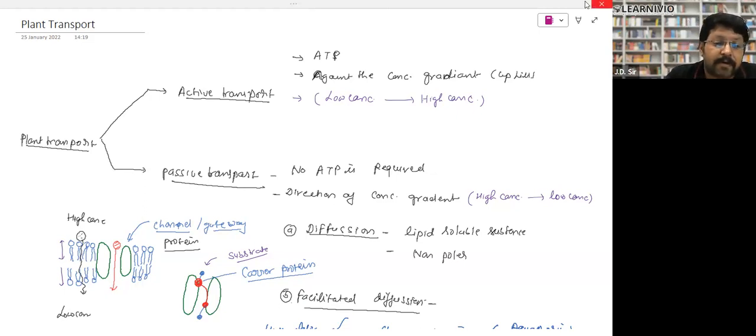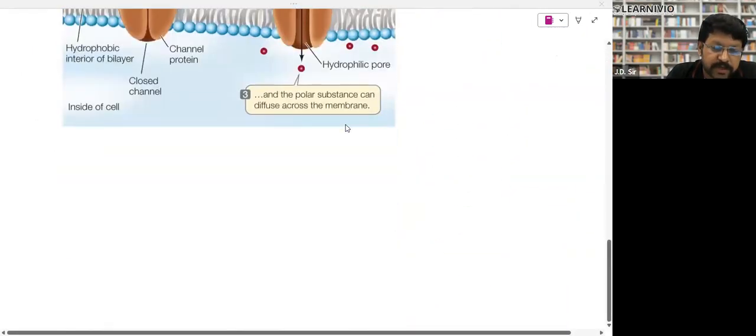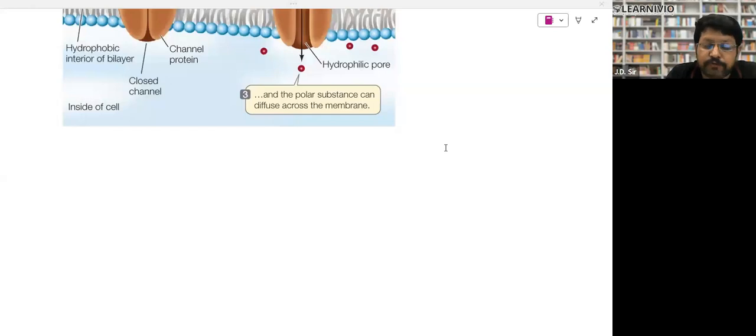So look, plant transport is basically of two types. Here we are talking with respect to the energy, right? Active transport and passive transport. Before going into active transport and passive transport, let's discuss some basic concepts earlier. So, how does the transport or diffusion of any material take place? Diffusion is meant for a short distance, right?